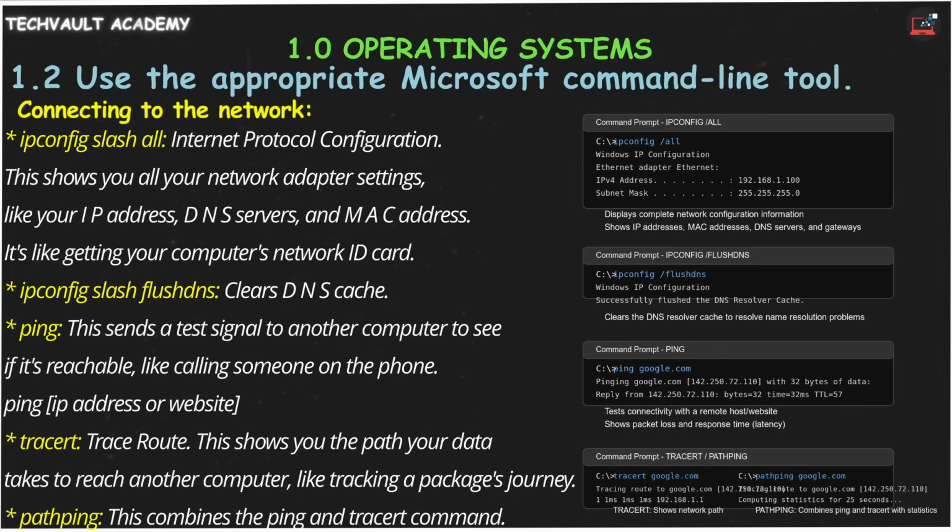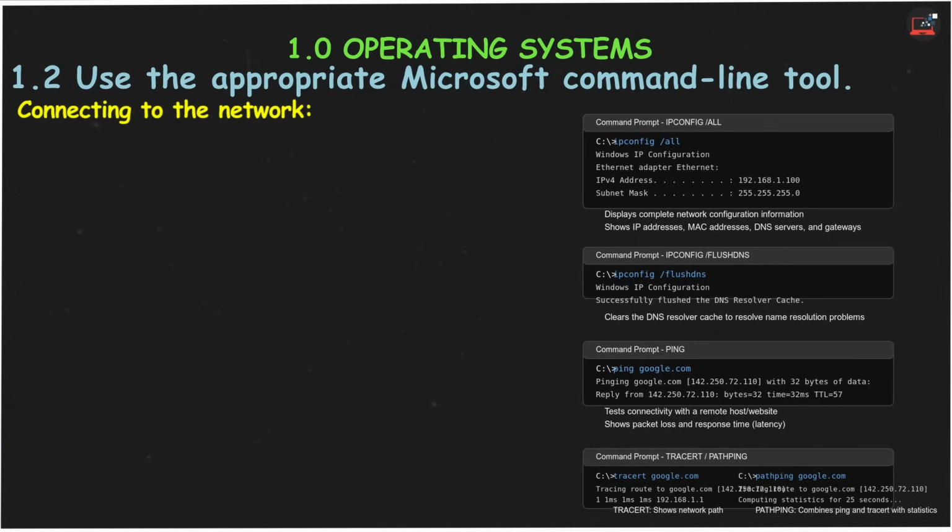Ping. This sends a test signal to another computer to see if it's reachable, like calling someone on the phone. Ping, IP address or website. TRACERT, trace route. This shows you the path your data takes to reach another computer, like tracking a package's journey. Pathping. This combines the ping and TRACERT commands.